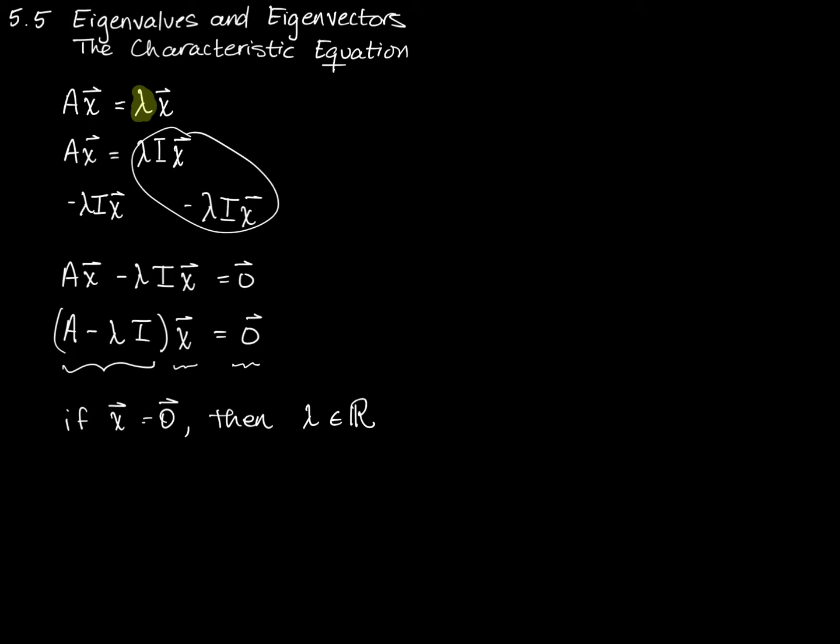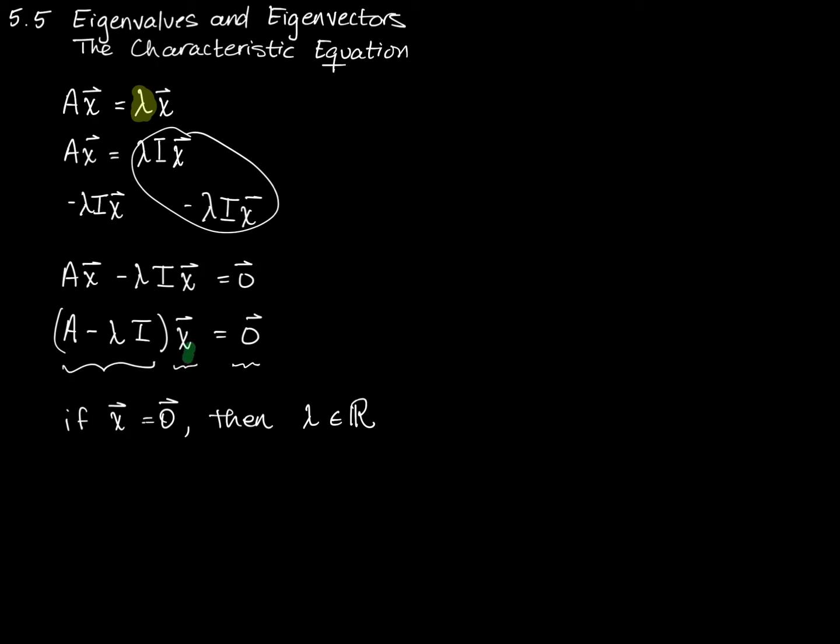We're not interested in the trivial situation. So we're going to assume that x is not the zero vector. In fact, when we define an eigenvector, we say that it is a non-zero vector. And this is part of the reason why that piece of the definition is so important. Now, if x is not zero, let me get a highlighter here.